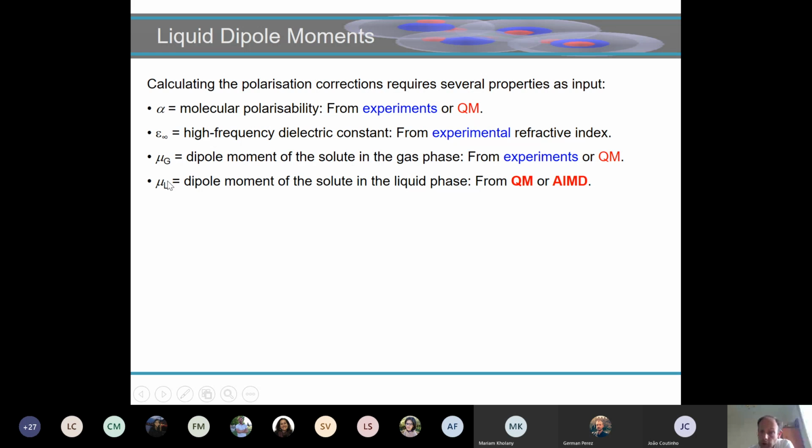Now, the key quantity, however, is the dipole moment of the solid in the liquid phase. This is impossible to measure. Well, okay, impossible is too strong a term. It's extremely challenging to measure experimentally. The only measurement that I'm aware of that seems fairly reliable is for water, using a combination of neutron and X-ray scattering from the structure factors of water.